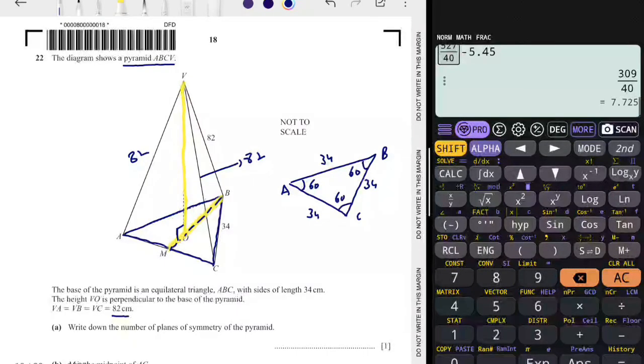Write down the number of planes of symmetry of the pyramid, and that is equal to the number of sides of its base, and there are three sides of the base, so planes of symmetry would be 3.